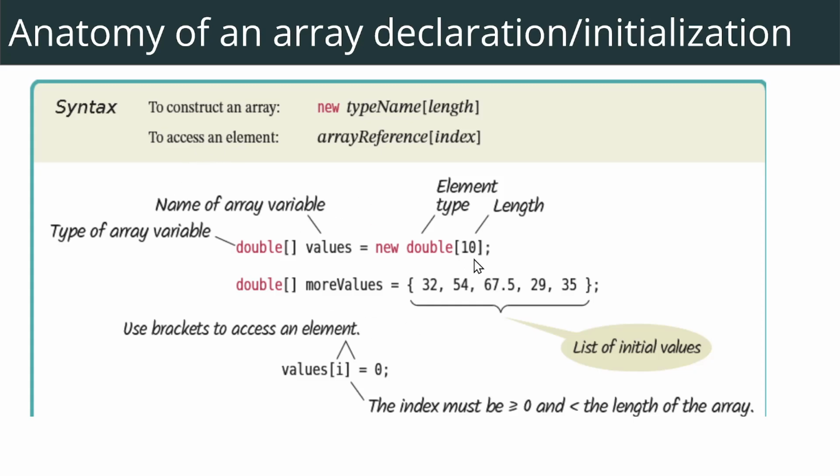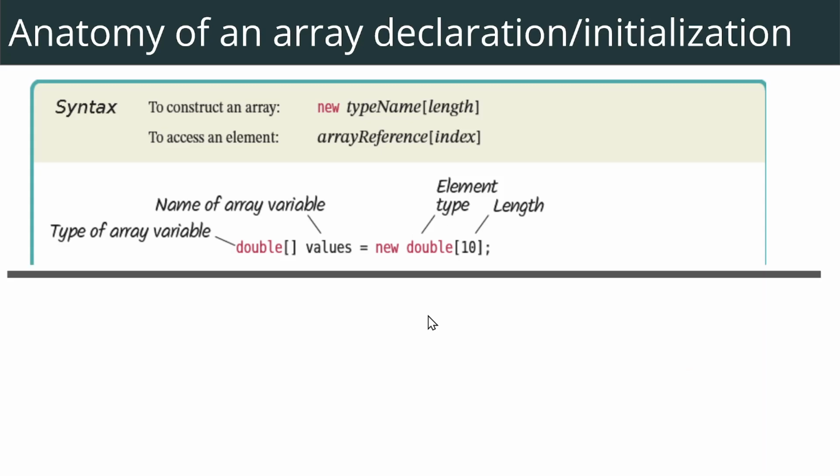But here, let's break this apart real quick. I know there's a lot of text here, so let me just break it apart. Looking at the top over here, this is called a declaration and initialization. This means to create an array and allocate it some amount of memory. So let's actually type this right away.